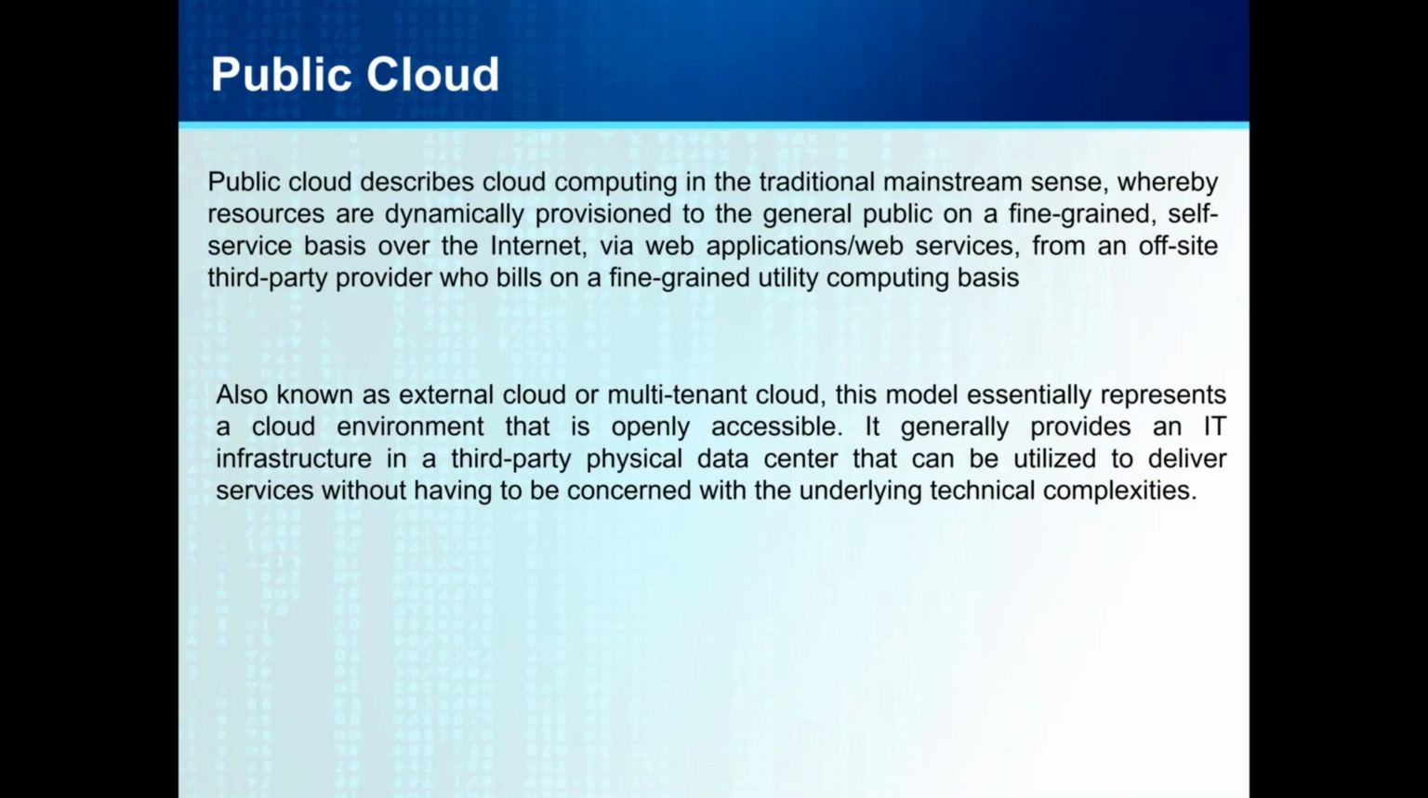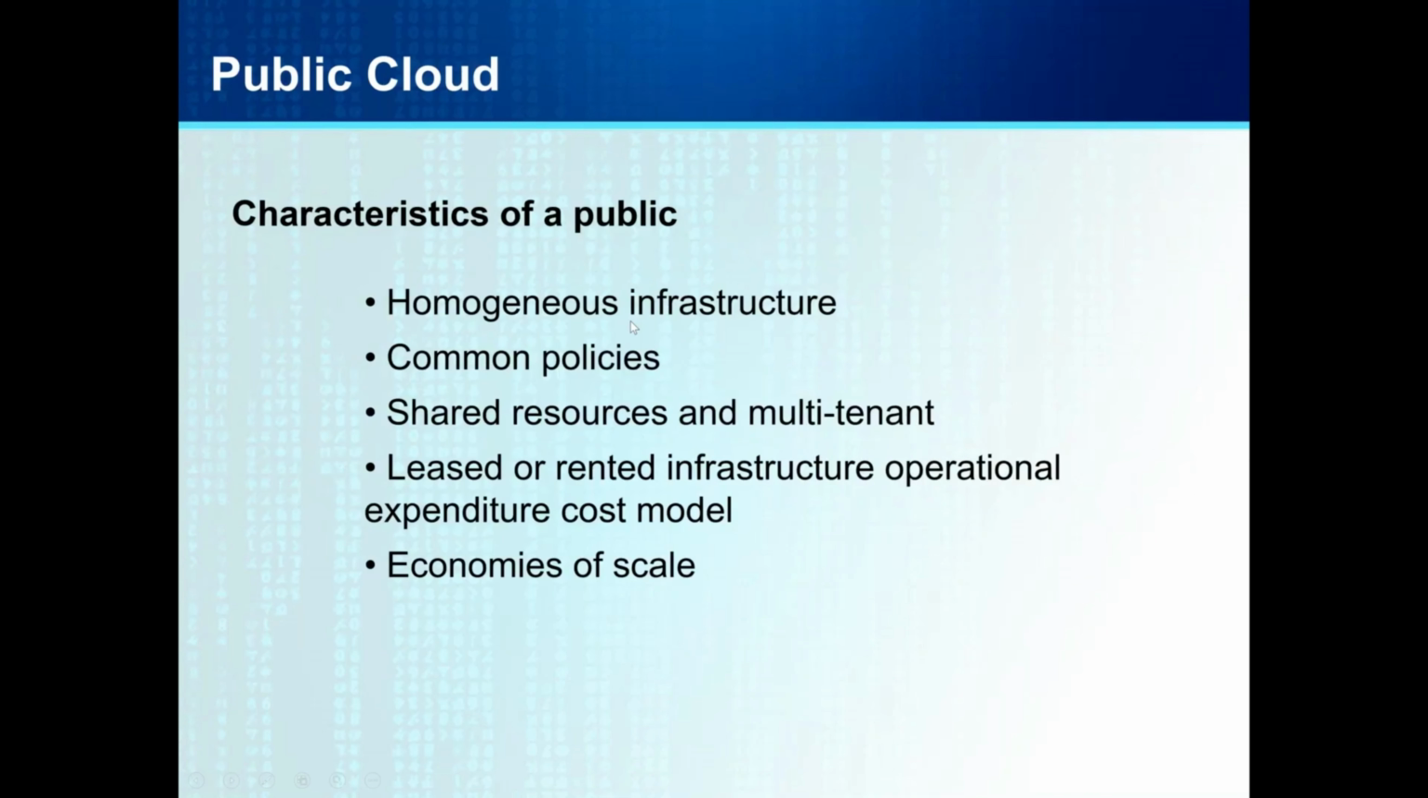That's good, right? Now let's see the properties. What are the properties of a public cloud? Characteristics. Number one, homogeneous requirement. What is homogeneous? Single requirement. You use Gmail only for one thing, sending and receiving email. Common policies.